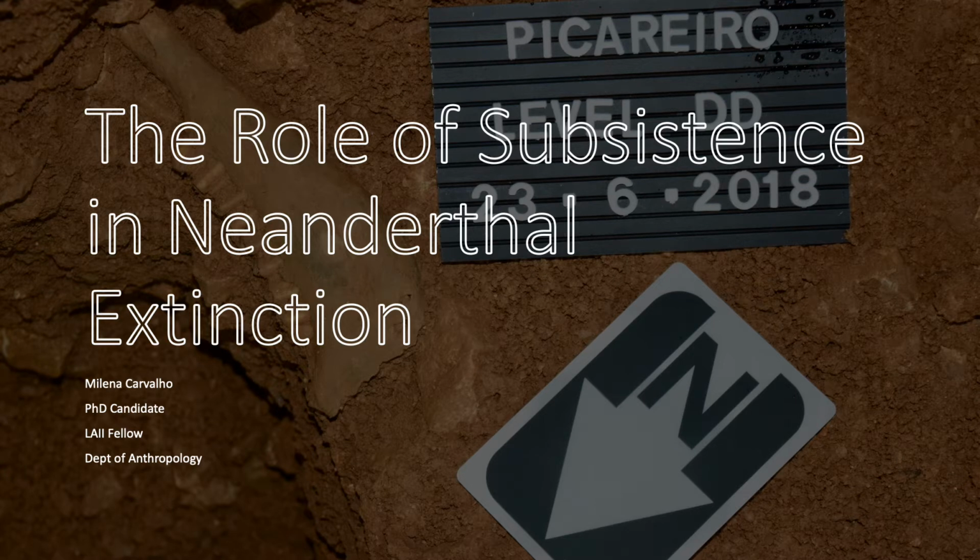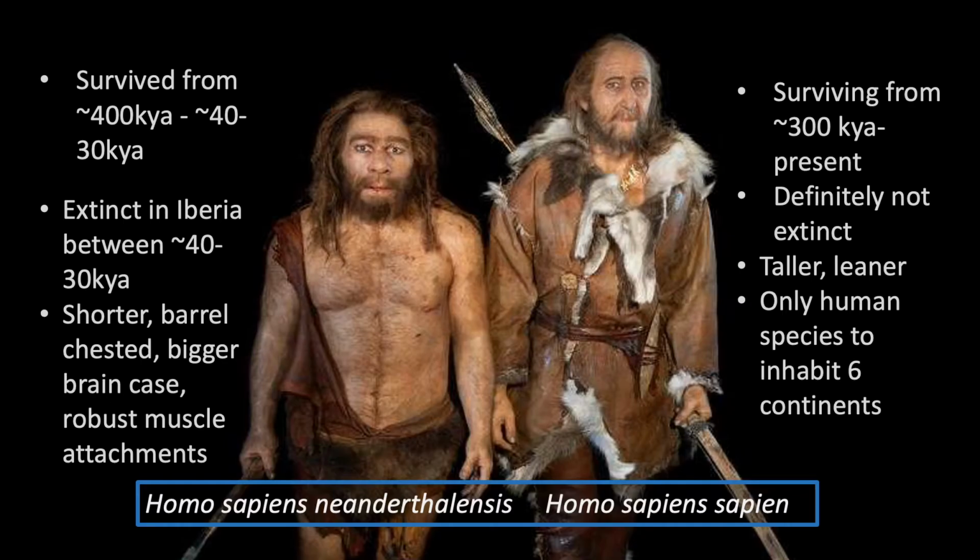The title of this presentation is The Role of Subsistence in Neanderthal Extinction. We now know that Neanderthals and modern humans had many similarities in anatomy, technology, behavior, and we also share DNA. However, there are still some clear differences between the two groups.